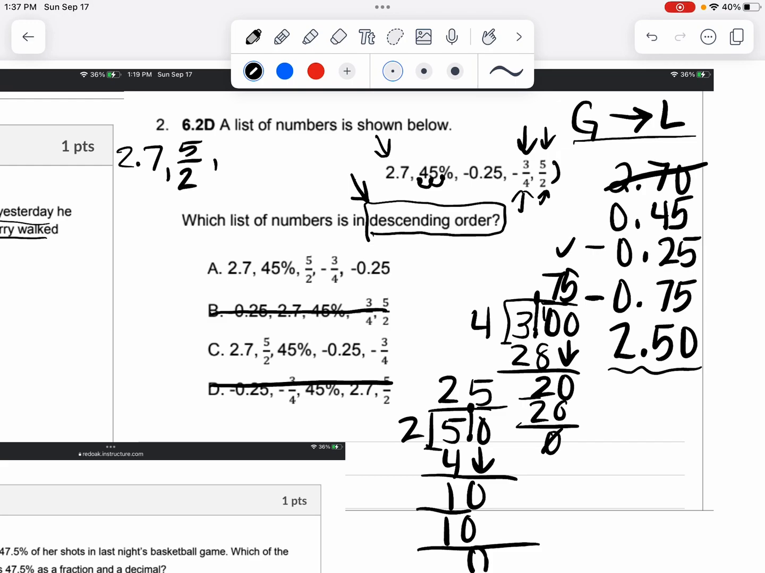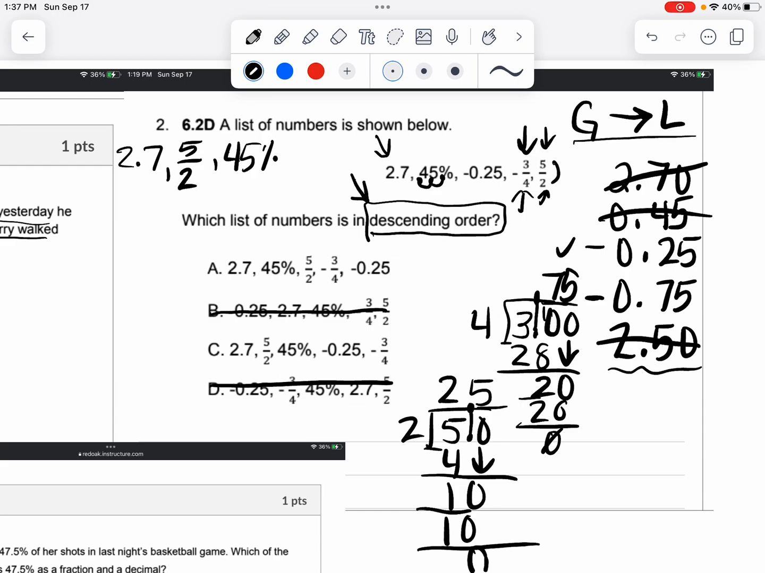So now if I'm already looking at my answer choices, I already have my answer, but we're going to go ahead and finish it out so I can be confident in it. Okay, so the next one is going to be 45/100 because I'm moving to the left. I'm moving from the right to the left of the number line. So we are going to have 45%, which is the same as 45/100.